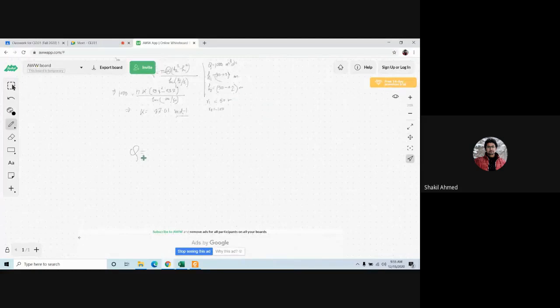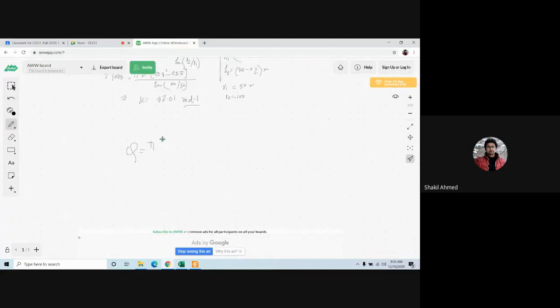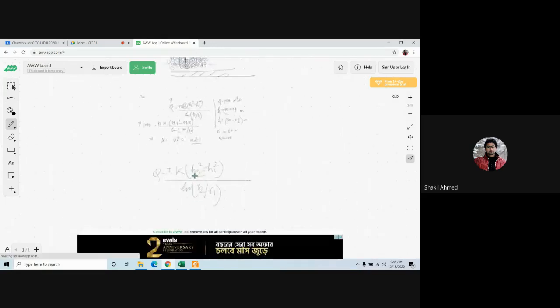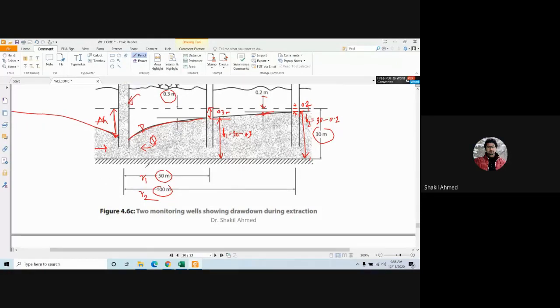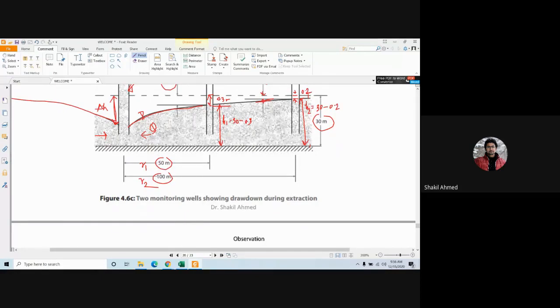You have to use the equation again. Q equals pi K times h2 square minus h1 square divided by ln of r2 divided by r1. Now, which drawdown do you need to know? You need to know this drawdown, am I right? So you have to include this well here. Therefore, in this part, we will make this 1 and we will make this 2.